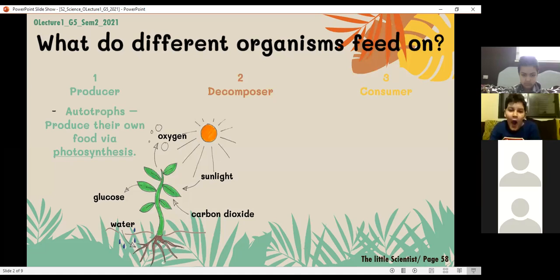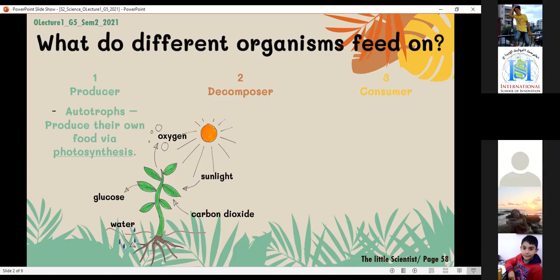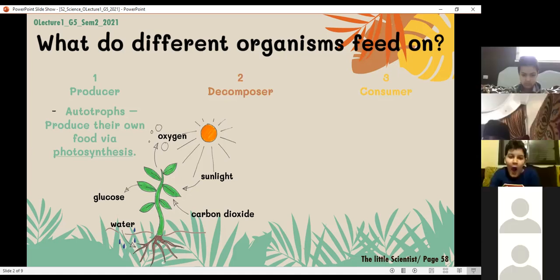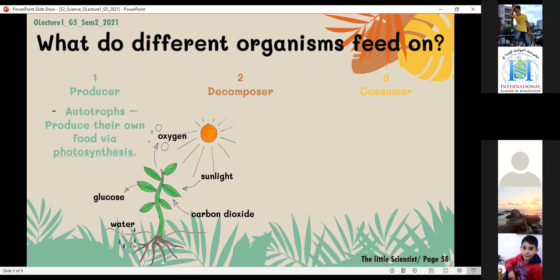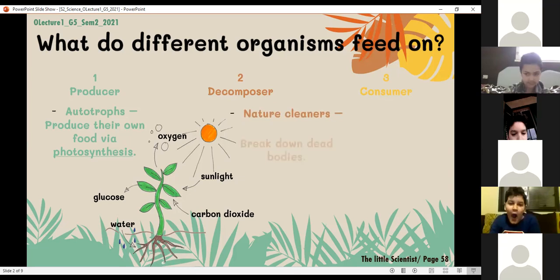Snails. Bacteria. Good job, Hadi. Insects. Bravo, pill bug. So, bacteria, fungi, earthworms, snails are examples of decomposers. These organisms decompose or break down dead bodies for food.